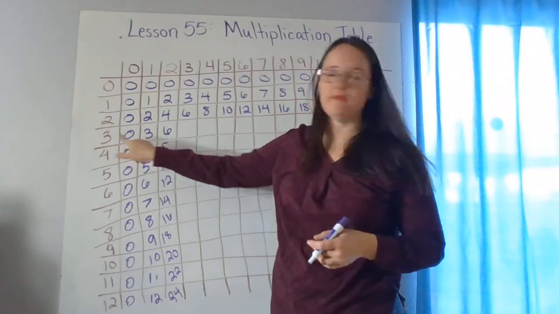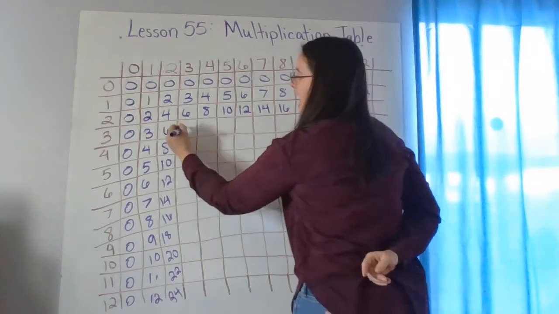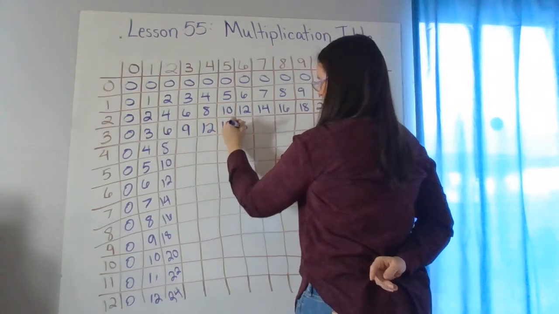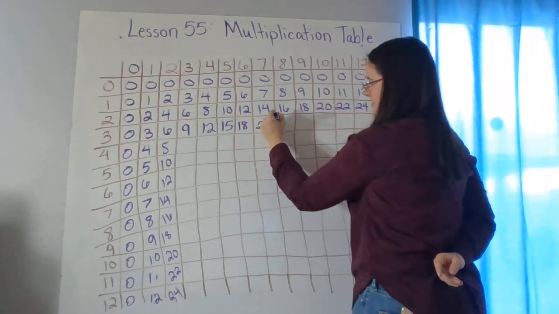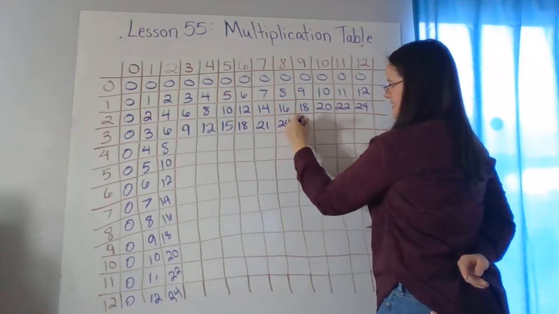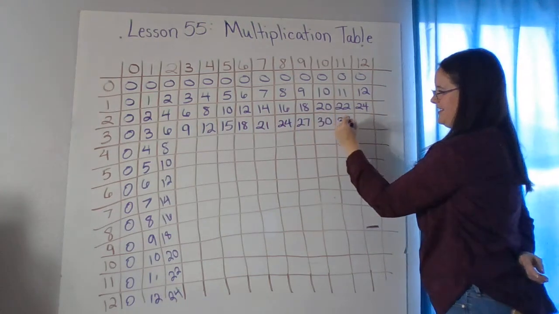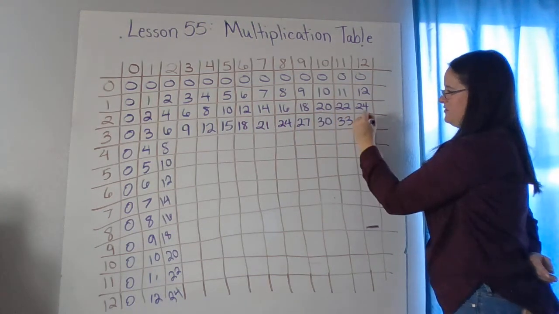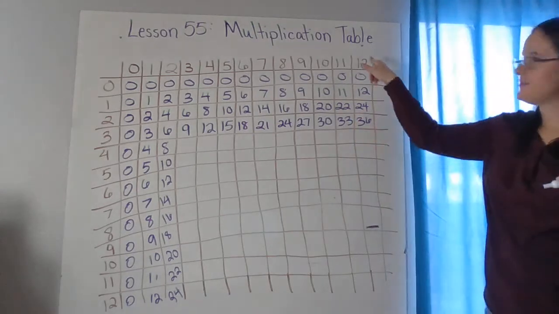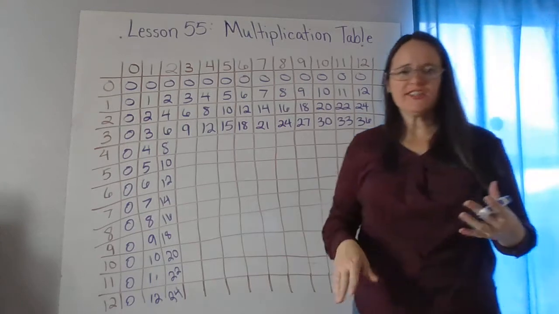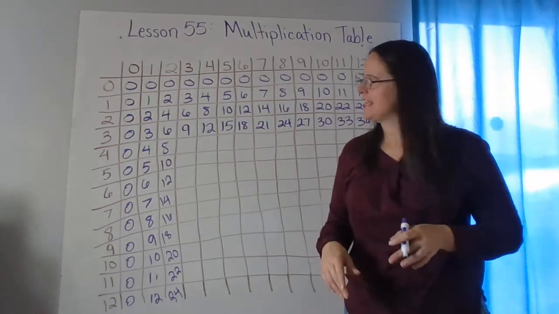So 0, 3, 6, 9, 12, 15, 18, 21, 24, 27, 30, 33, 36. You got it. So only to 36, we go to 3 times 12. And then, so he got that pretty easily. He knows his count by threes.